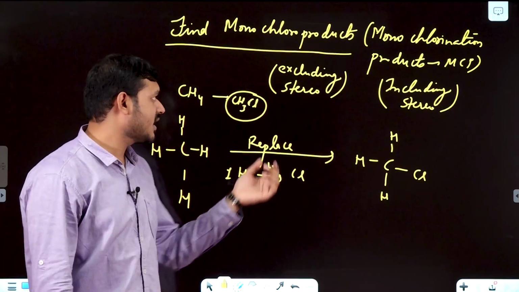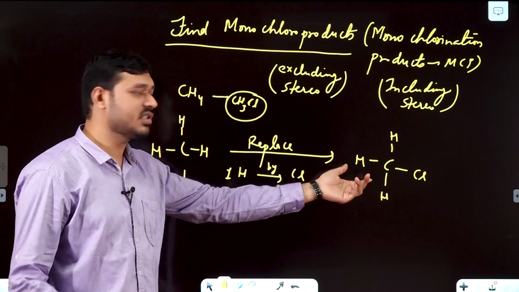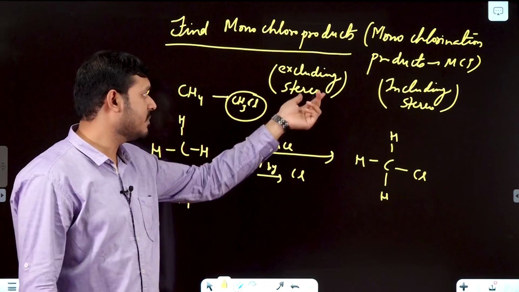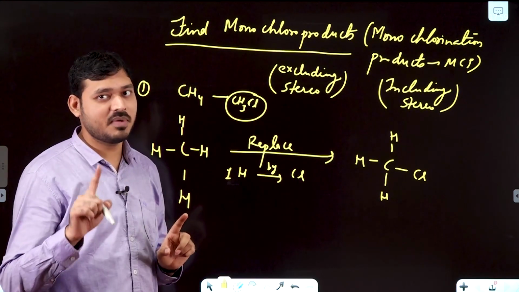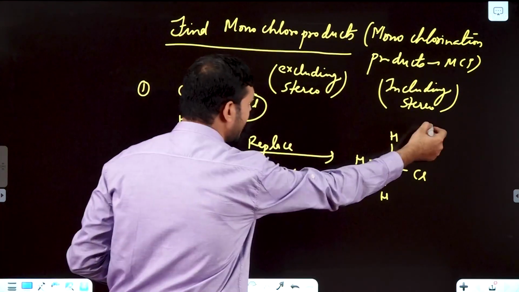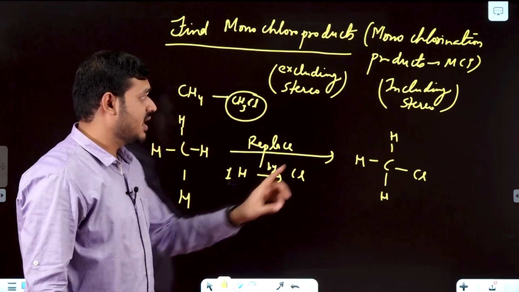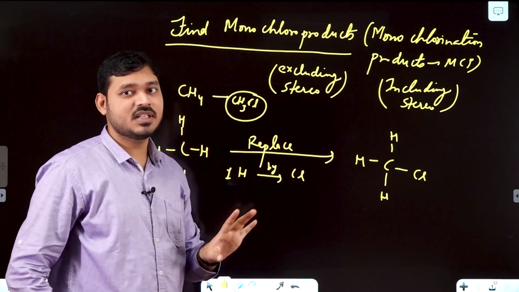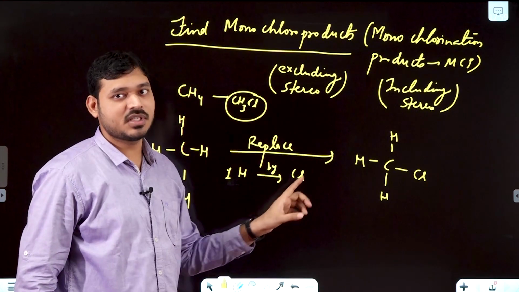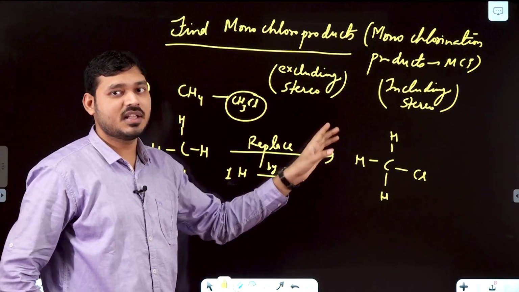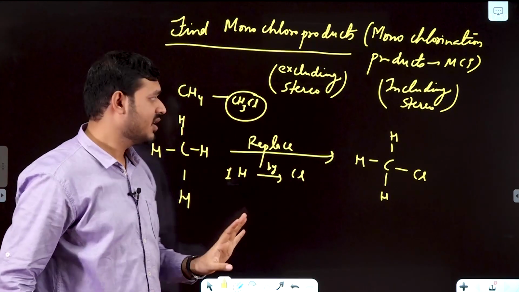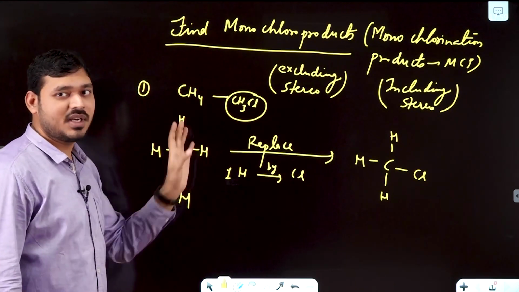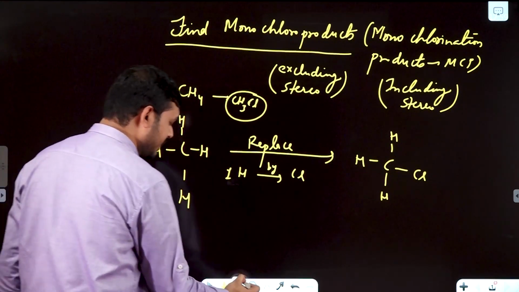So either we say excluding stereo or including stereo, this is not having any stereoisomer, so simply it is having one isomer. So the number of monochloro products will be 1. Here also 1, here also 1. When I say 1, it simply means it is not having optical activity, because if it is having optical activity, then its mirror image will also come, then it will become 2. Clear? Okay, so in this way you have to do. So let's see a few more examples.